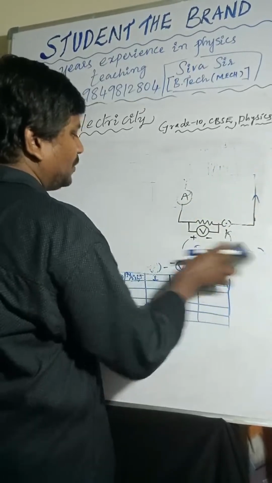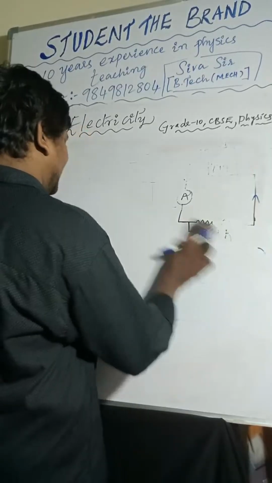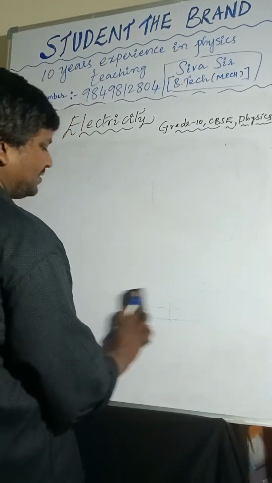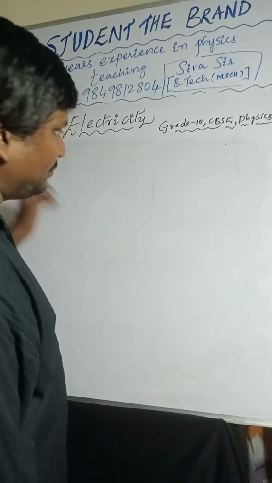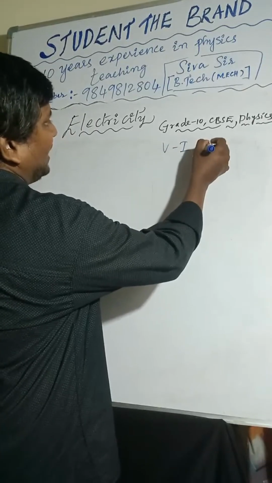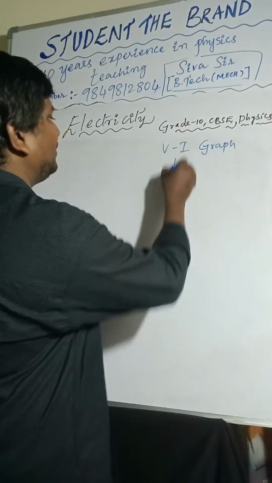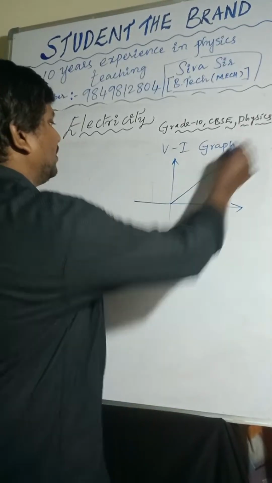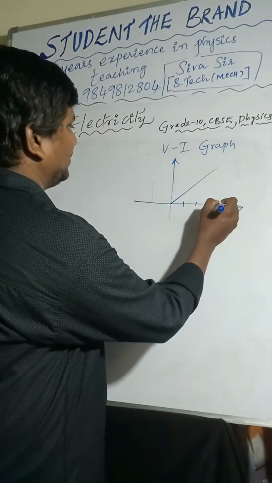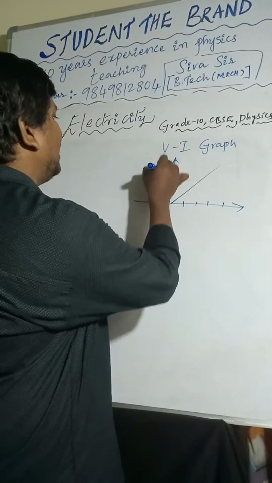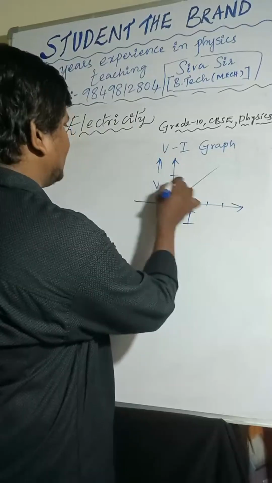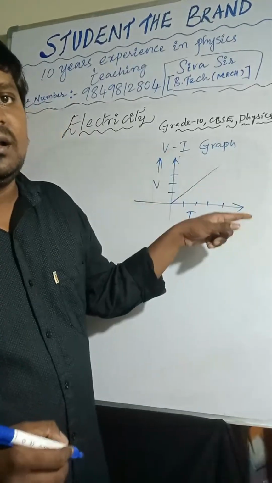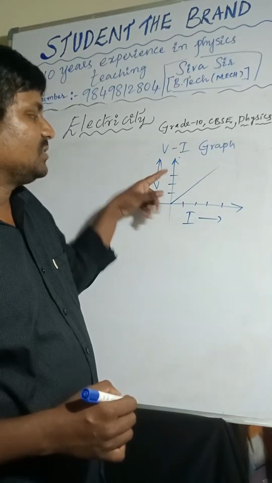If you draw the VI graph, the graph is drawn with the help of V and I. Current is on the x-axis and potential difference is on the y-axis.